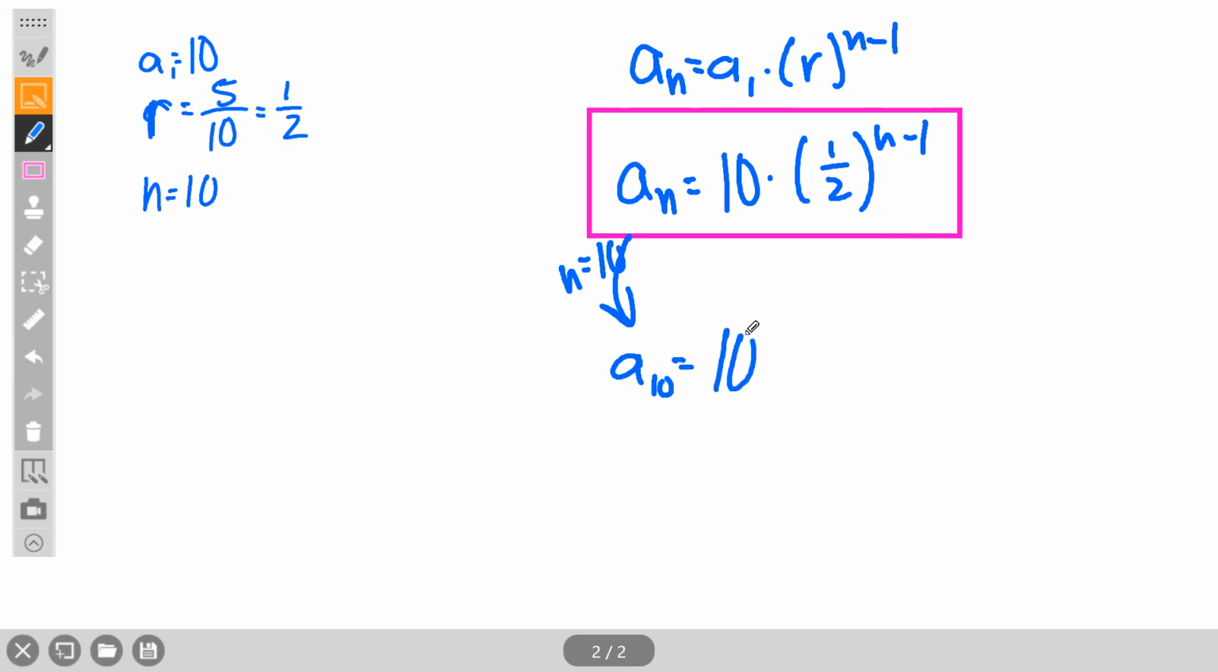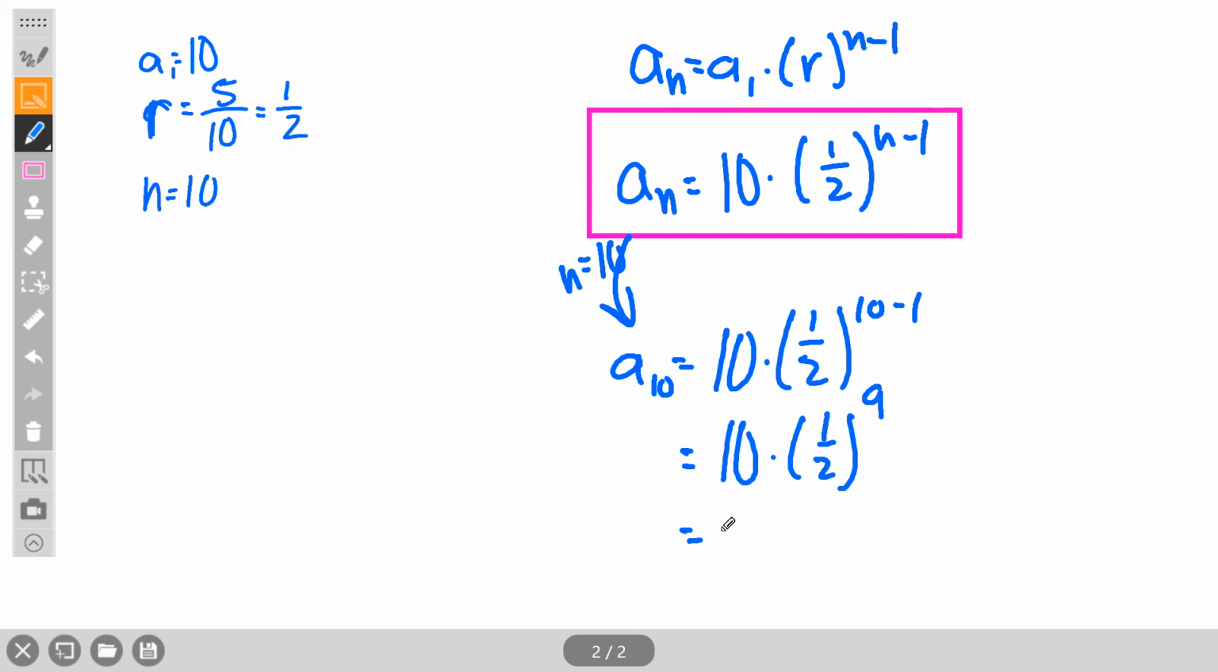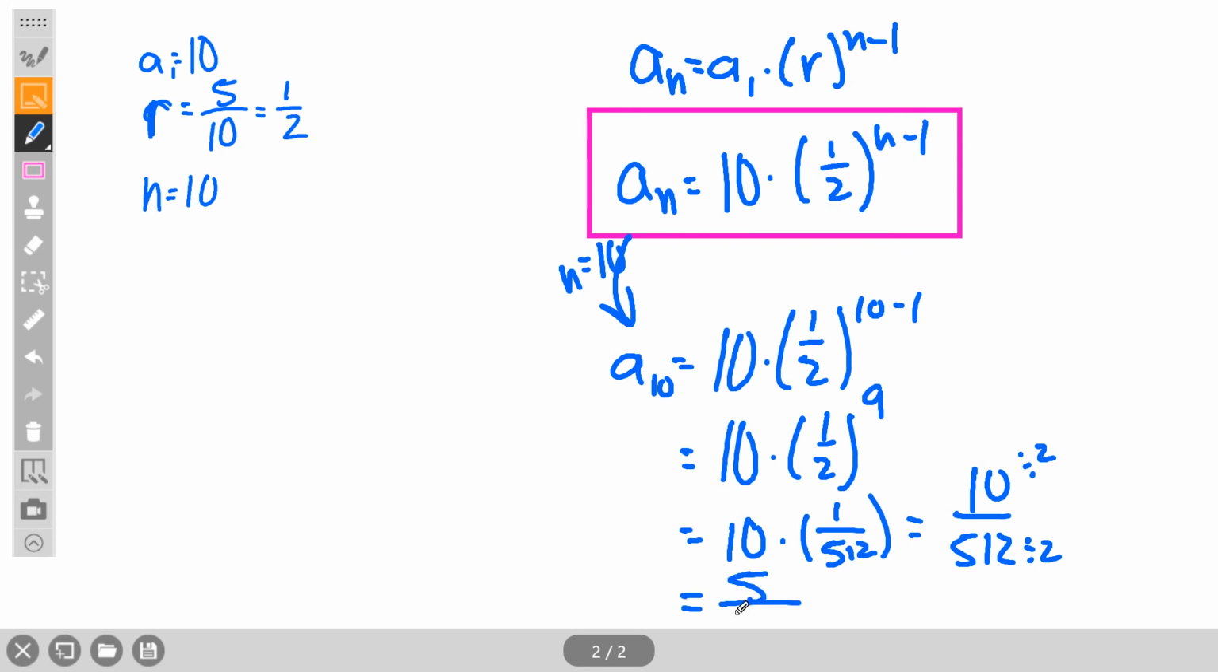A10 is equal to 10 times 1/2 to the 10 minus 1. 10 times 1/2 to the 9th. That's 1 to the 9th, which is 1 over 2 to the 9th, which is 1/512. So that's 10 over 512. Both of these are divisible by 2. Okay, so divide the top and bottom by 2. That gives me 5 over 256. So my 10th term here, 5 over 256.